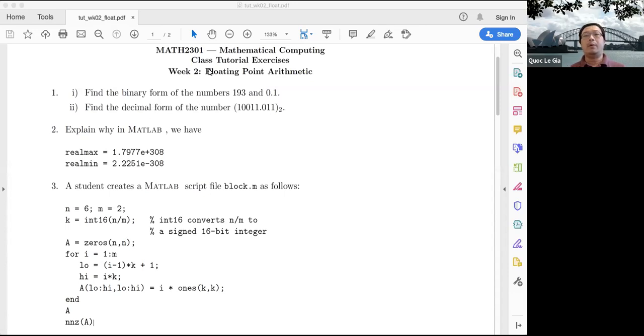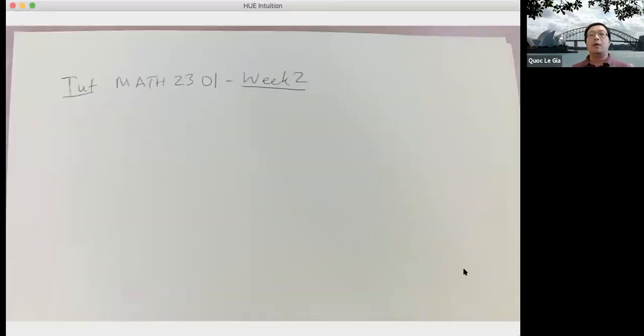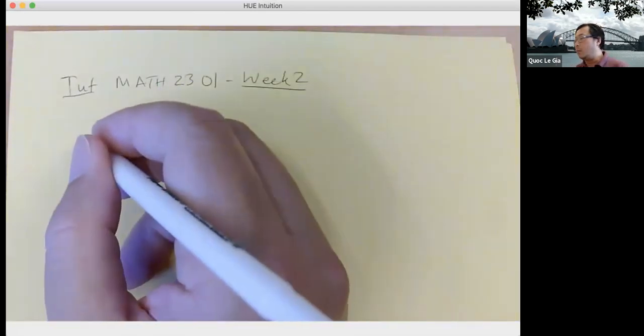So we start with question 1. What is the binary form of 193 and what is the binary form of 0.1? Let me share with you the piece of paper. There's a very simple algorithm. Let's do it bit by bit, step by step. So, 193.